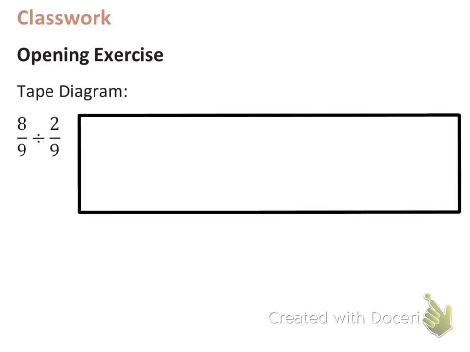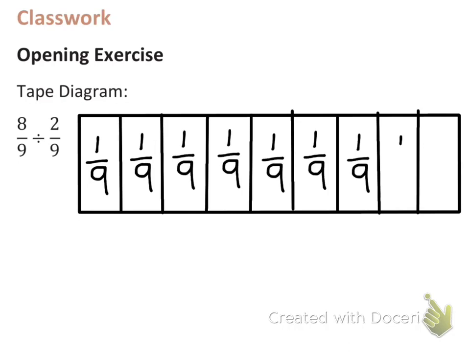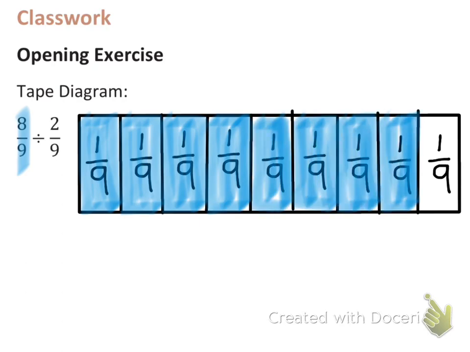So let me draw my tape diagram, and because they are out of 9, I'm going to partition my tape diagram into 9 equal parts and label each unit 1/9. The value of each unit is 1/9. So now I need to shade in 8/9. So here's 1/9, 2/9, 3/9, 4/9, 5/9, and I'm going to keep going till I get 8/9. And I'm going to label that 8/9.